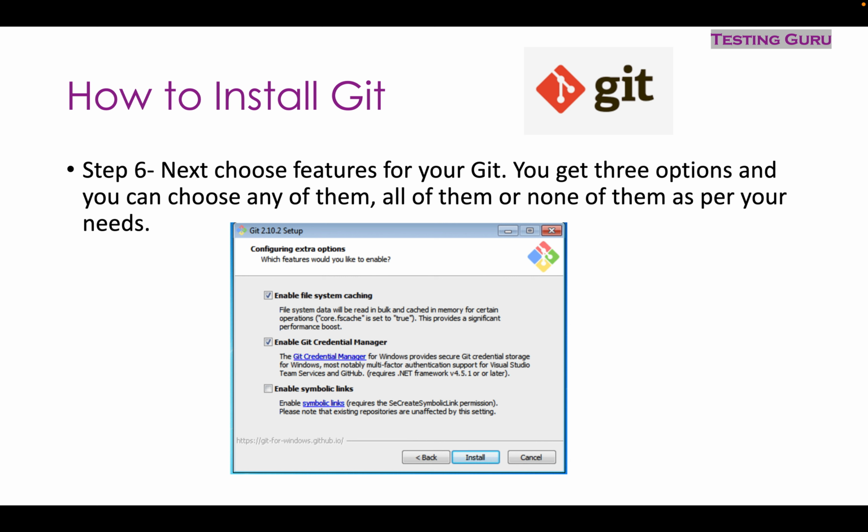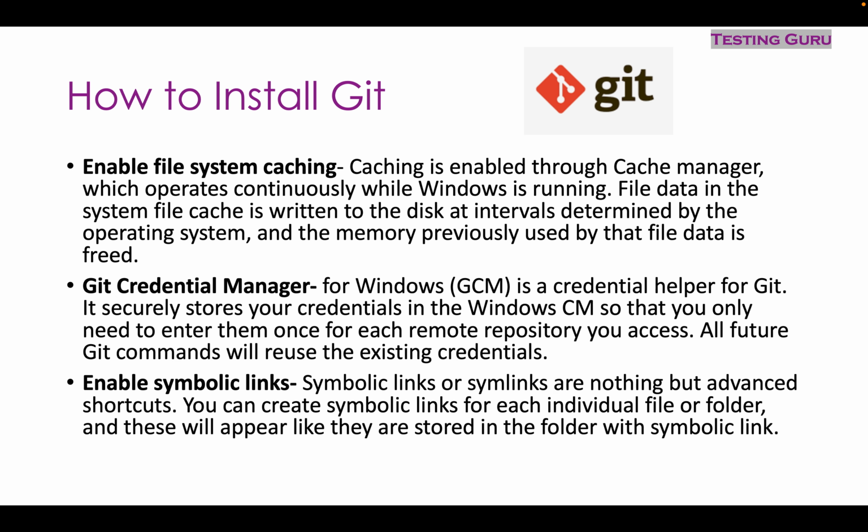We'll now know more about the last three options, what they actually mean. The first one, enable file system caching, is caching enabled through the cache manager, which operates continuously while Windows is running. File data in the system file cache is returned to the disk at intervals determined by the operating system, and the memory previously used by that file data is freed.